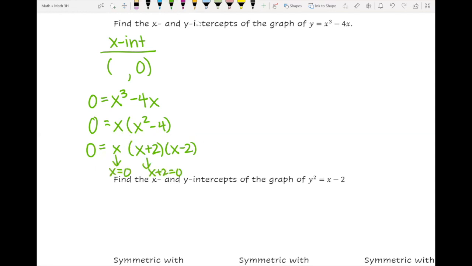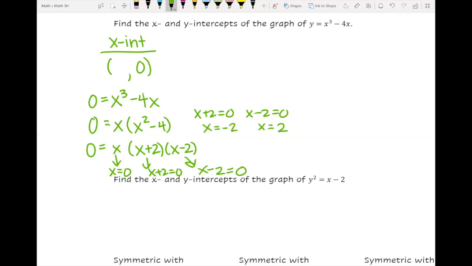If the x plus 2 equals 0, then 0 times whatever this stuff is still 0. Same for the x minus 2. If x minus 2 equals 0, then 0 times all this stuff is still 0. So I've got an x plus 2 equals 0, and I have an x minus 2 equals 0. To solve for x, I get x equals -2 and x equals +2.